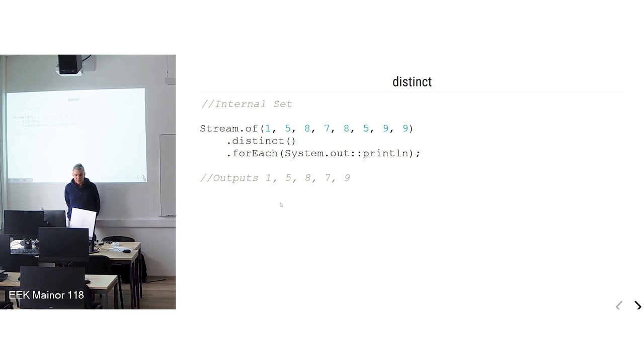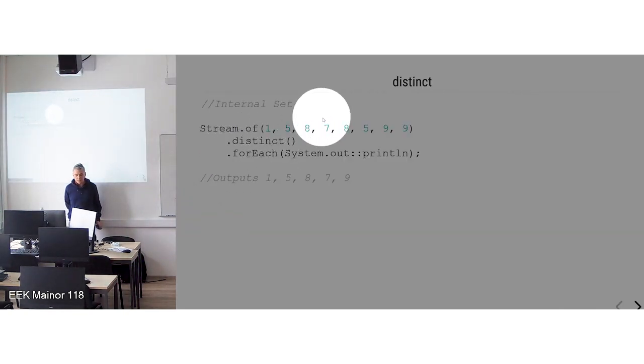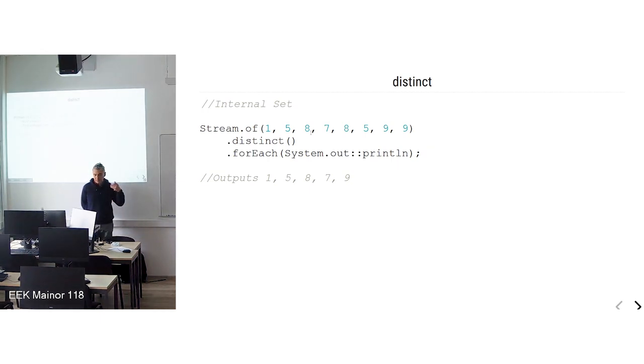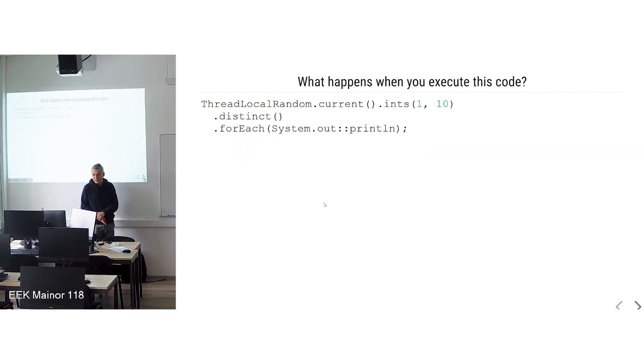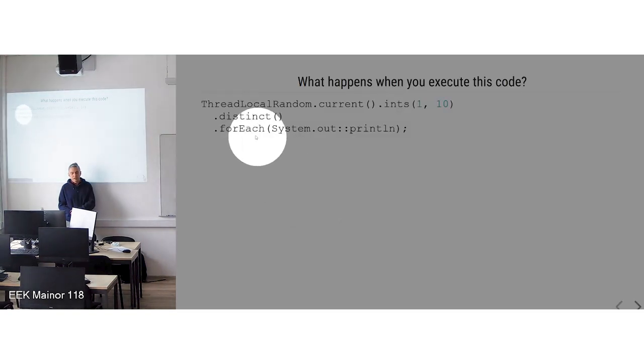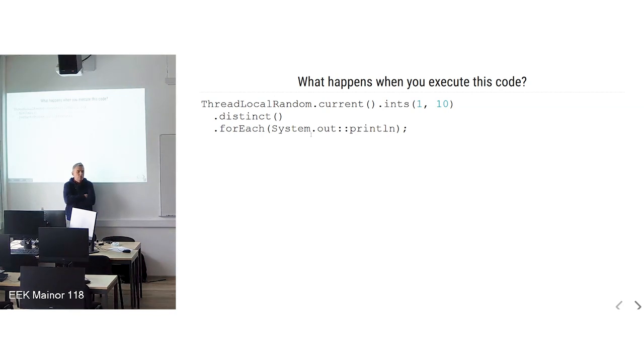Okay, so distinct. Another method. If we have some stream of values, we can just omit the values that already occurred earlier in the stream. So this one, 1587859, will output only distinct values. And what happens when you execute this one? Say we have an infinite stream of integers from 1 to 10, and we have this distinct, and for each we will println these values. So what do you think is going to happen when you execute this line of code?